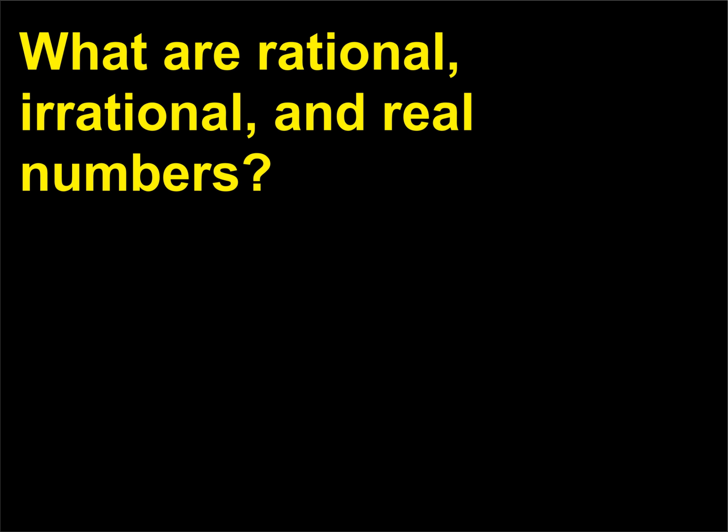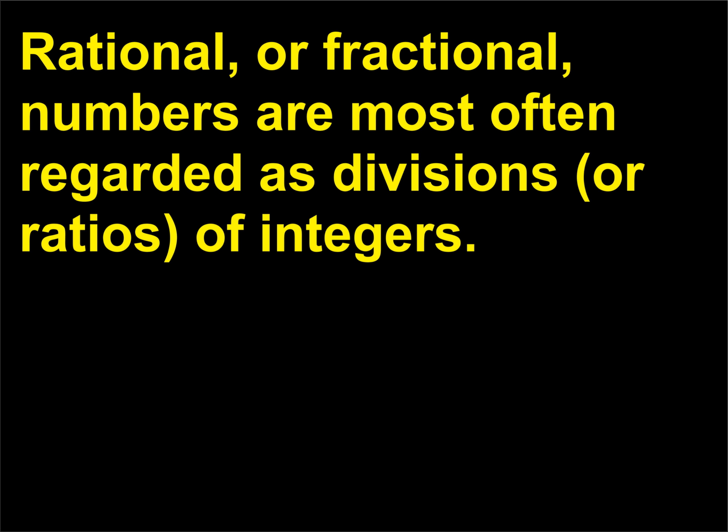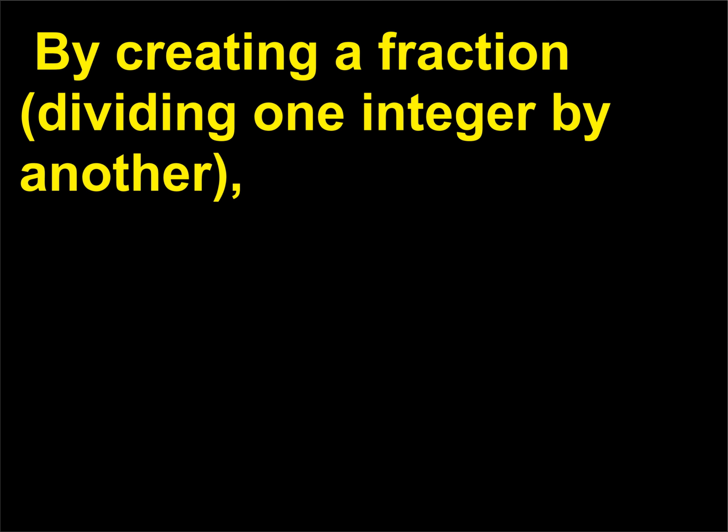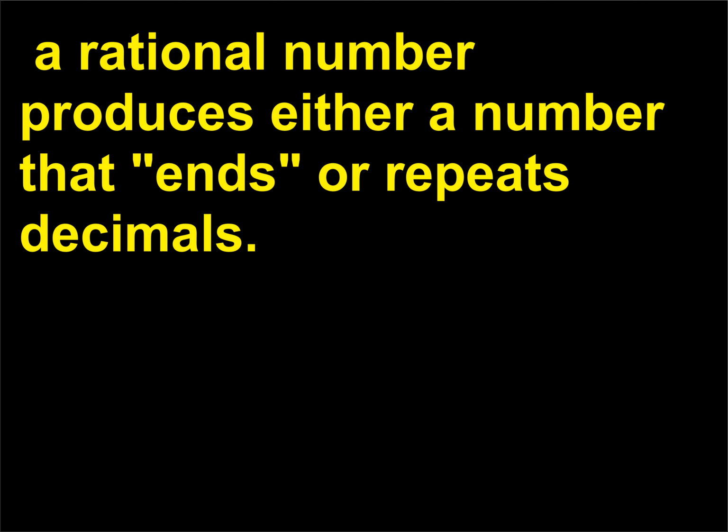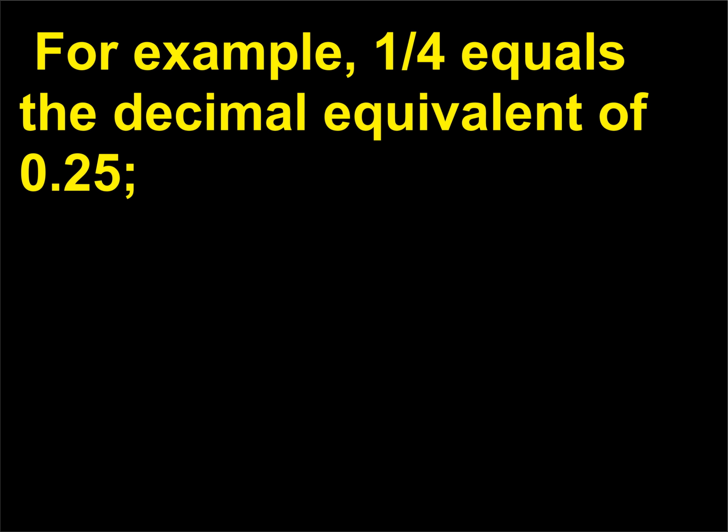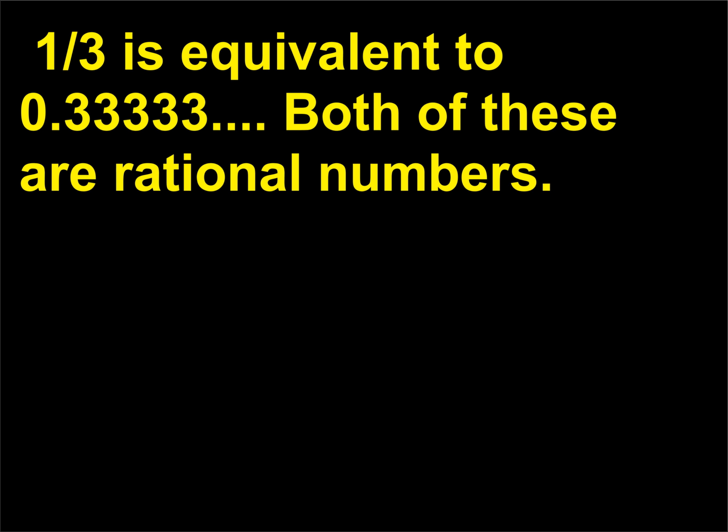What are rational, irrational, and real numbers? Rational, or fractional, numbers are most often regarded as divisions, or ratios, of integers. By creating a fraction, dividing one integer by another, a rational number produces either a number that ends or repeats decimals. For example, 1/4 equals the decimal equivalent of 0.25. 1/3 is equivalent to 0.33333. Both of these are rational numbers.